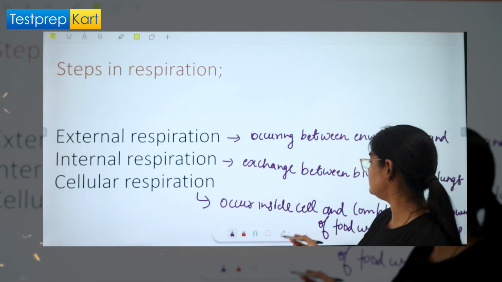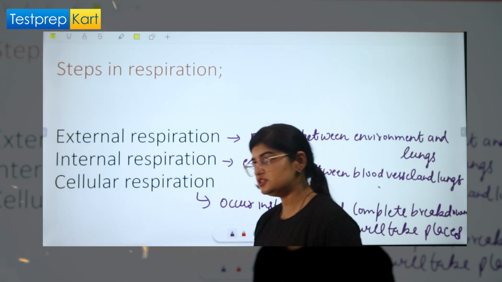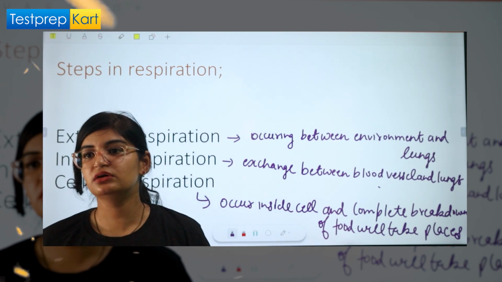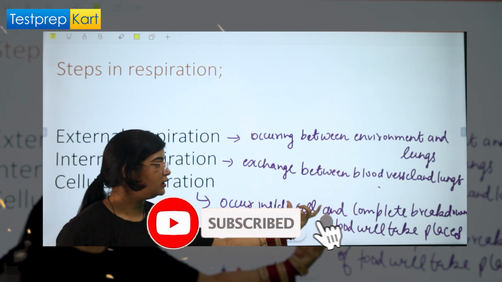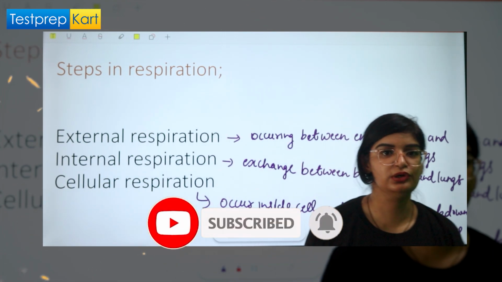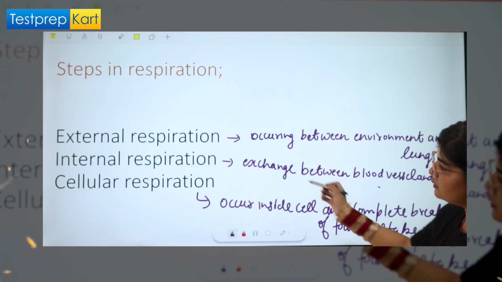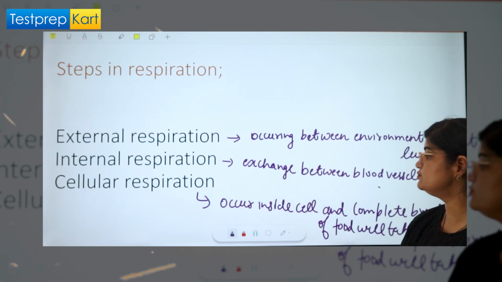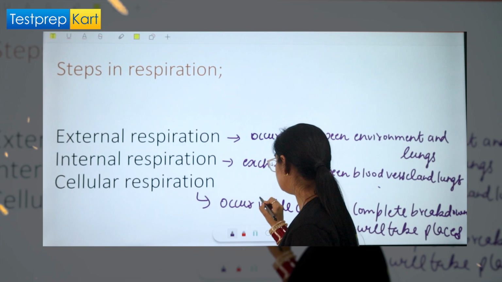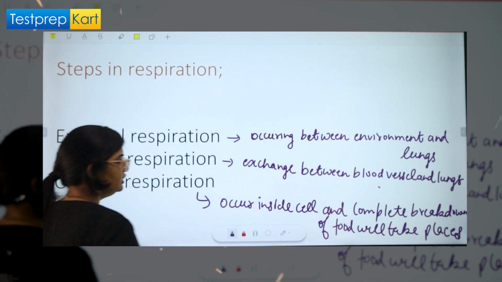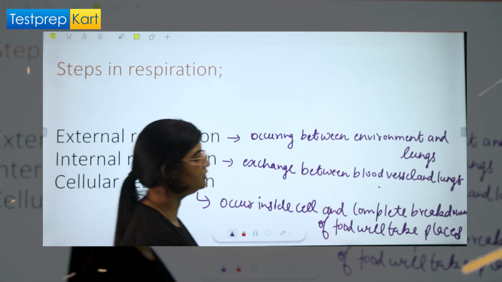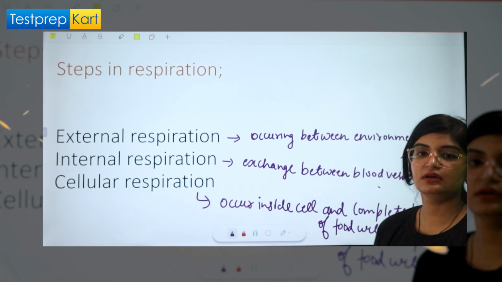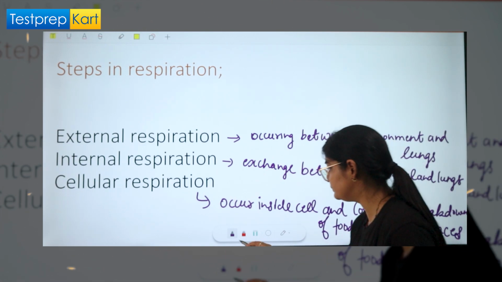Cellular respiration is occurring inside the cell, means the oxygen which is required by the tissues is carried towards the tissue with the help of blood, which is acting as a transport medium, and the oxygen is delivered towards the body tissues. Then the final step of respiration is cellular respiration, which is occurring inside the cell, right? So it will deliver the oxygen to the cell. Therefore, complete breakdown of food will take place, and the release of energy will take place inside our body. Right? I hope it's clear.